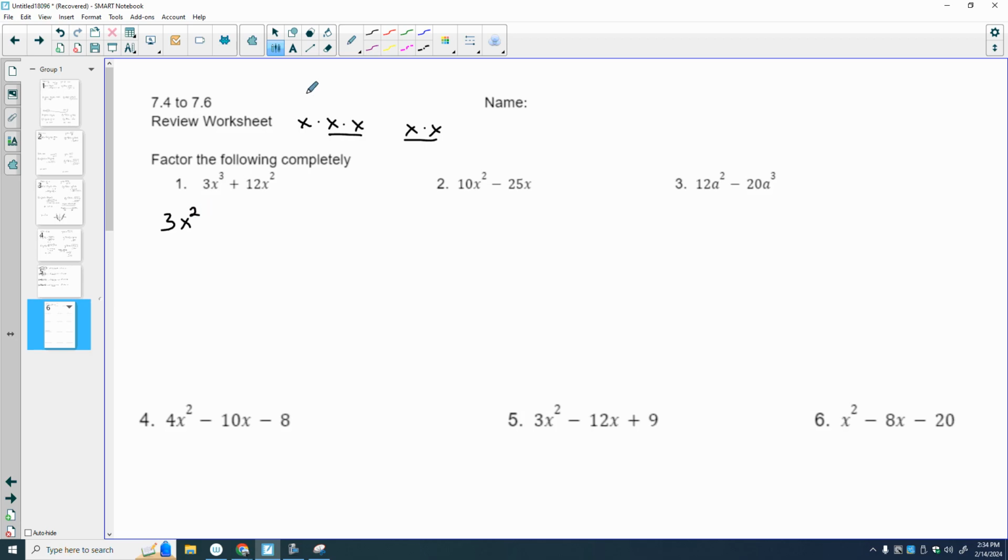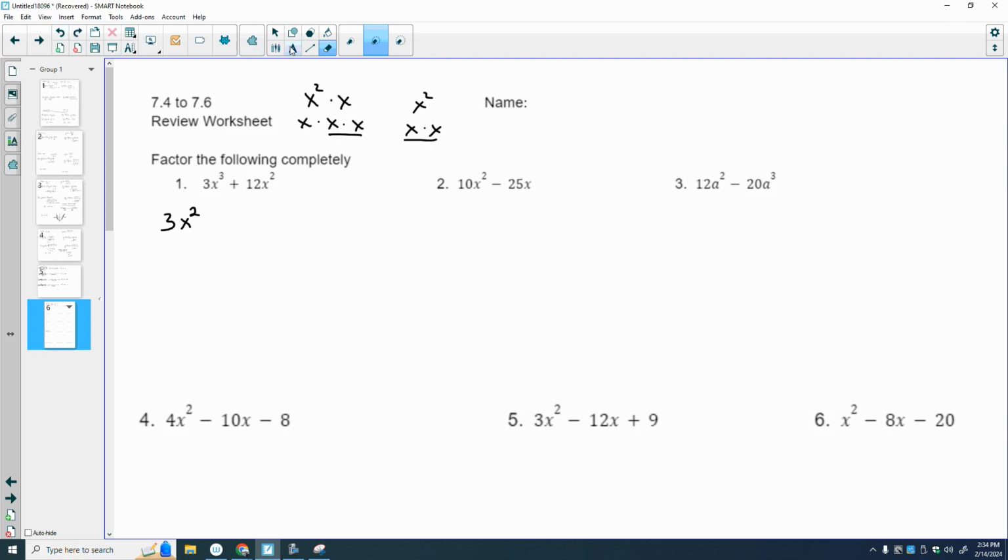Here's another way of looking at it. X cubed can be written as x squared times another x. So is there an x squared in both? Yep, right there and right there. Okay, hope that didn't confuse you, but I think it's important for some of you to see that. You might want to see that.